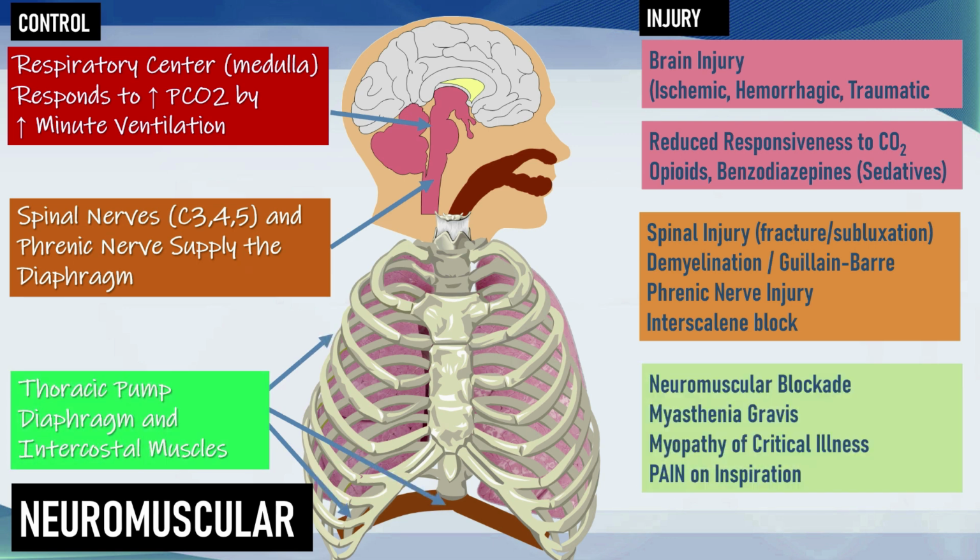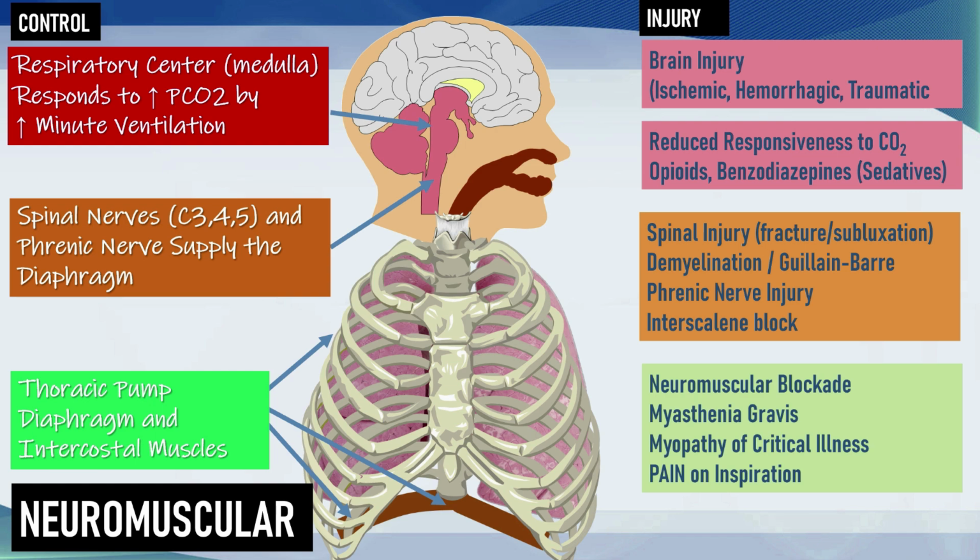Then we move down into the thoracic pump. The thoracic pump is the apparatus that allows the chest wall to rise up and lift itself off the lungs so that the lungs can expand. And it involves the ribs and the chest cavity and the muscles, but principally the diaphragm and the intercostal muscles. So that's your thoracic pump, the diaphragm and the intercostal muscles. And anything that impedes neuromuscular transmission can impact the ability of the thoracic pump to work.